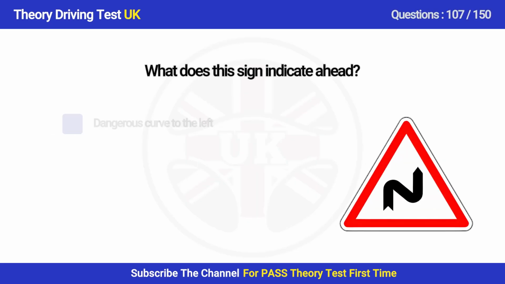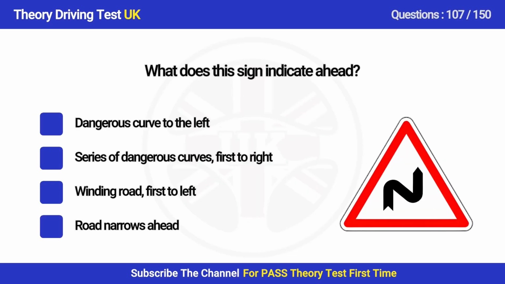Question 107. What does this sign indicate ahead? A. Dangerous curve to the left. B. Series of dangerous curves, first to right. C. Winding road, first to left. D. Road narrows ahead.